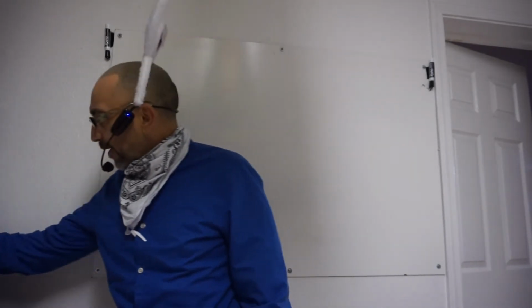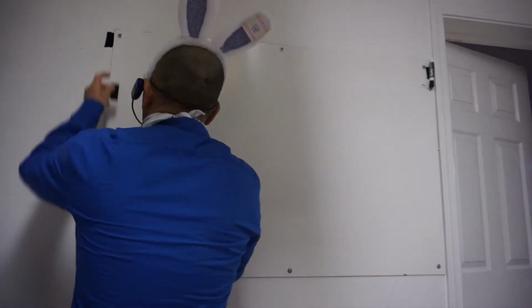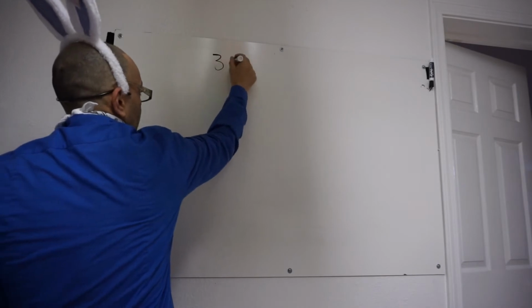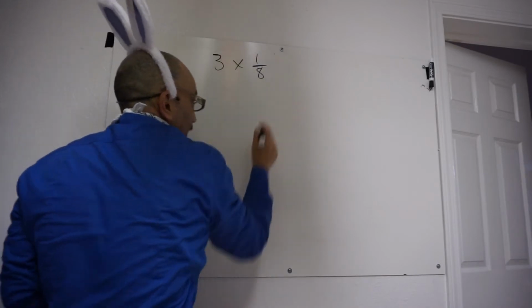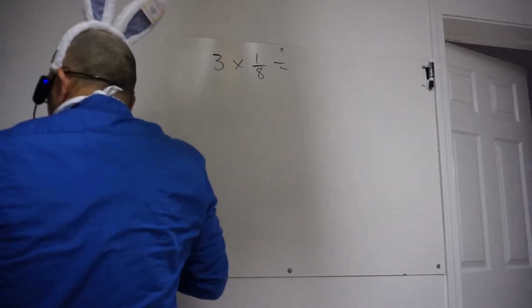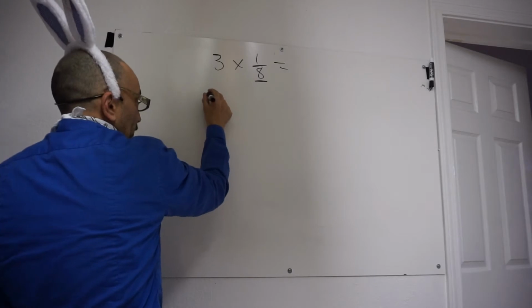Alright, how you guys doing? Alright, today we're going to do multiplying fractions. Let's get on this. So, for example, let's say we're going to multiply some fractions. And let's say we're doing 3 times 1/8. So what this actually means is we're adding 1/8 three times.